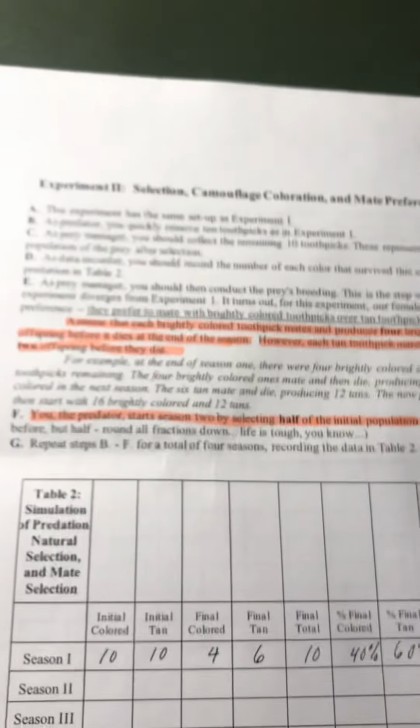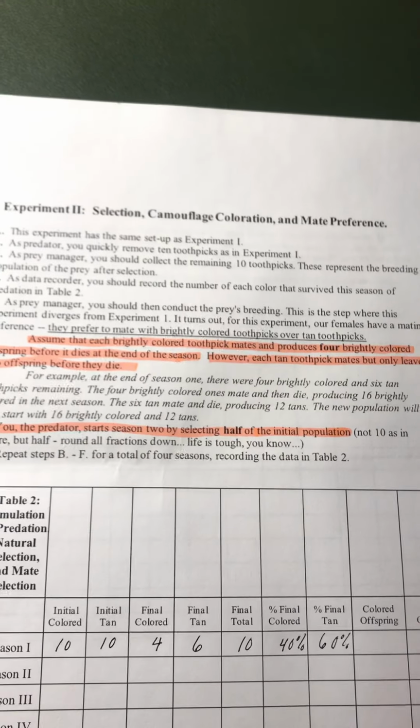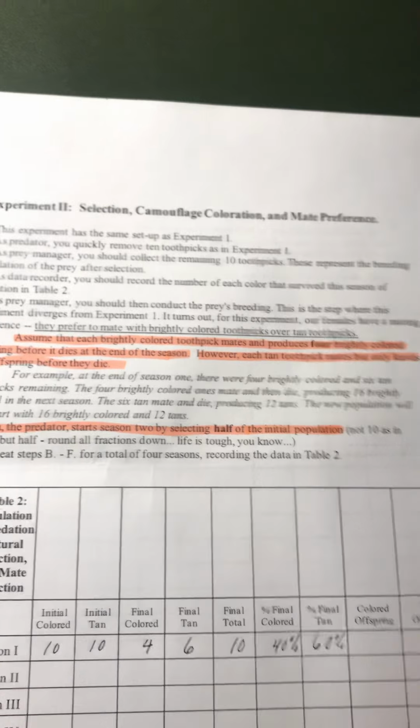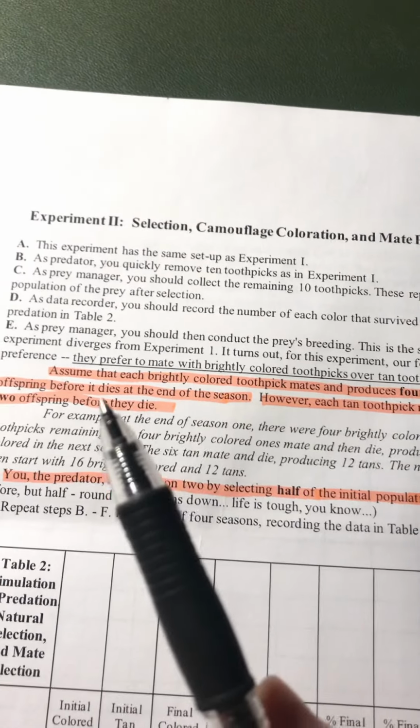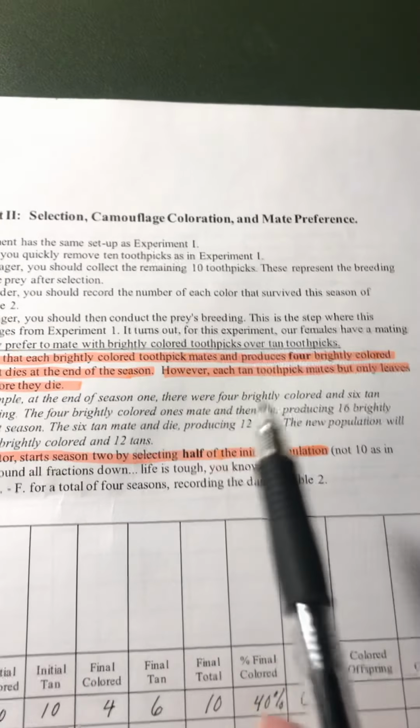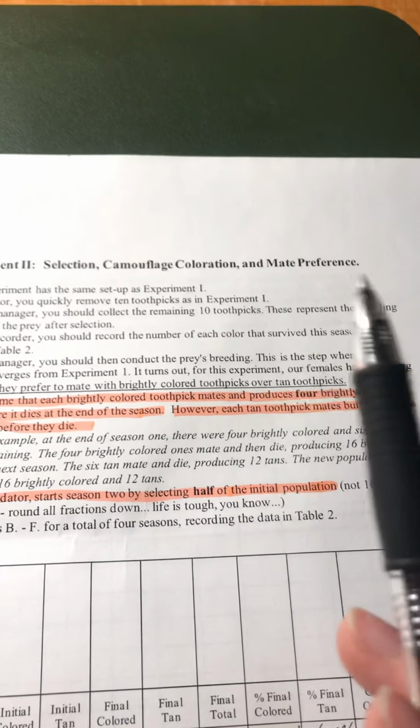Alright, now here is the big difference in experiment 2, which I also highlighted. You are assuming that each brightly colored toothpick mates and produces 4 brightly colored offspring, because here, the females prefer to mate with brightly colored toothpicks over tan. So this is the mate preference section. This is the difference between the first experiment.